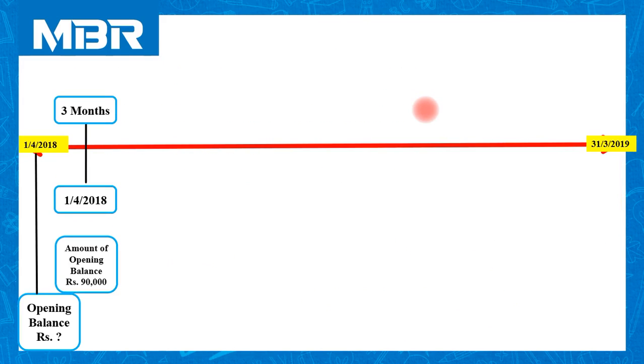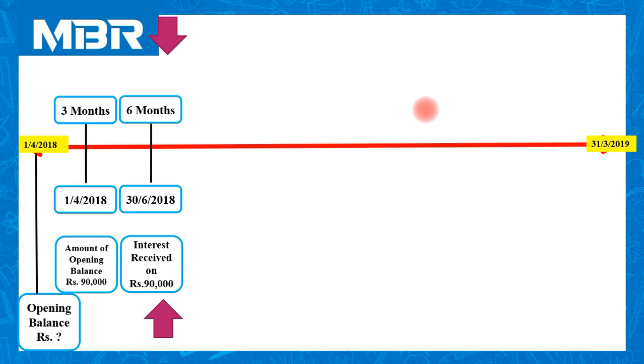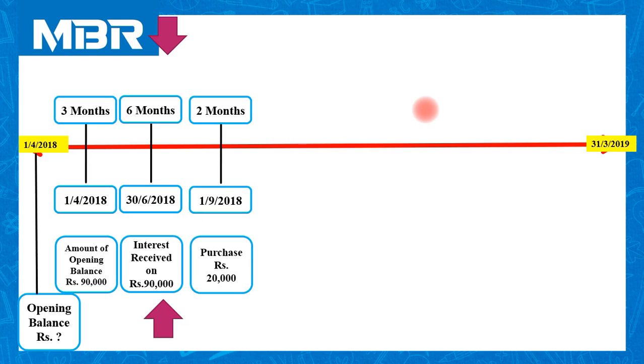Now arrange the transactions in sequence. 1st April 2018, opening balance: it was actually not given, but we have completed the calculation with the number, rupees 90,000. Then June 30, 2018, it is a date of interest, and on this date we have received interest on rupees 90,000, as neither purchase nor sale takes place between 1st April and June 30.